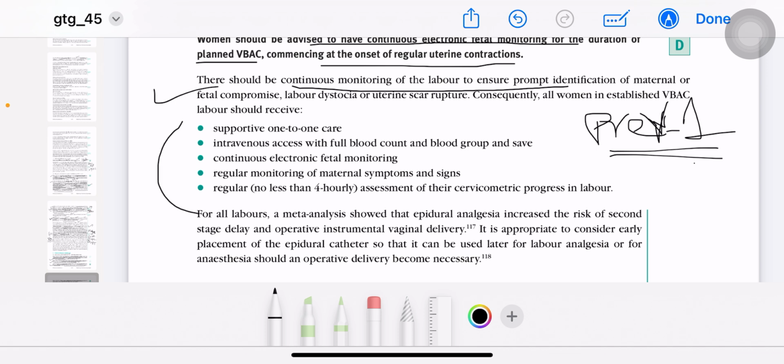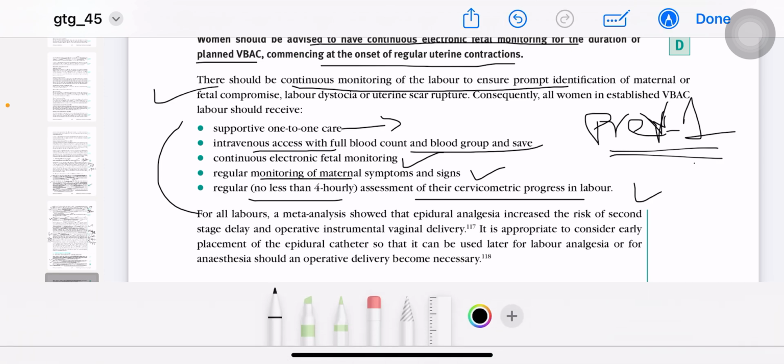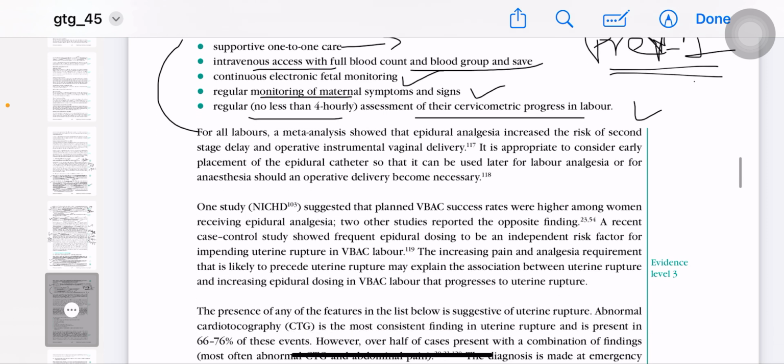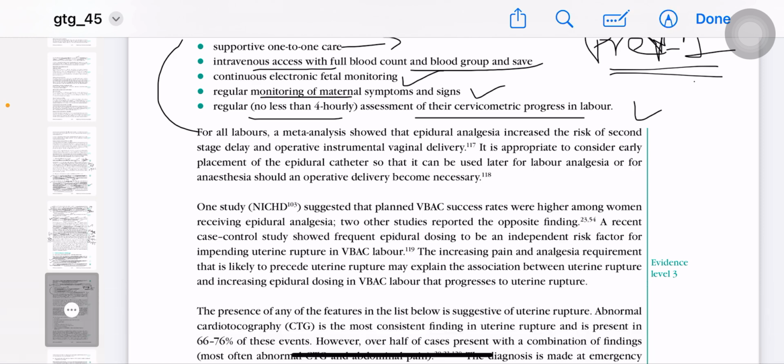you will give a stepwise approach. You will give one-to-one supportive care, IV access with full blood count and blood group and save, continuous electronic fetal monitoring, regular monitoring of signs and symptoms, and regular, no less than four-hourly, assessment of cervical progress in labor. You have to take proper consent and keep fully prepared for cesarean section, because at any time she may need one. Continuous electronic fetal monitoring is very important.